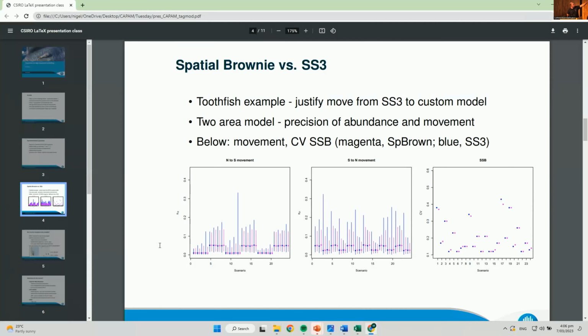So if you look, you get consistently better estimates for the precision if you use a spatial Brownie versus what they're doing in SS3. So I think even in that spatial context, there's pretty good evidence to say that if you've got complete spatial recapture information, the Brownie is the better way to go.